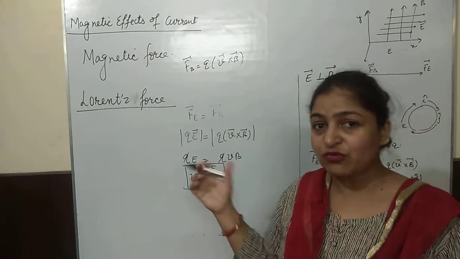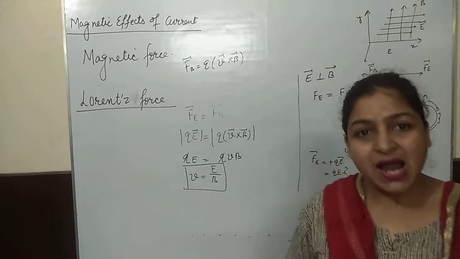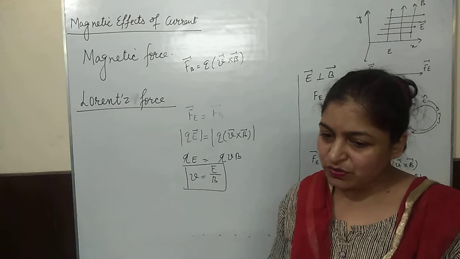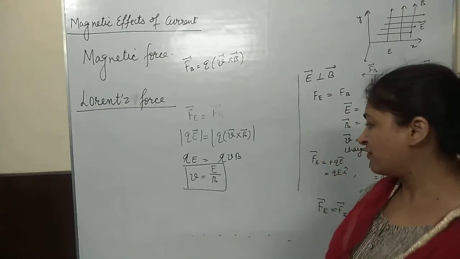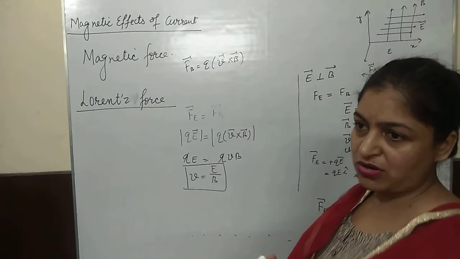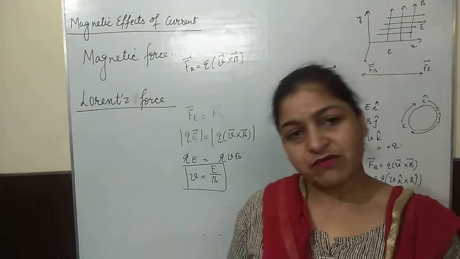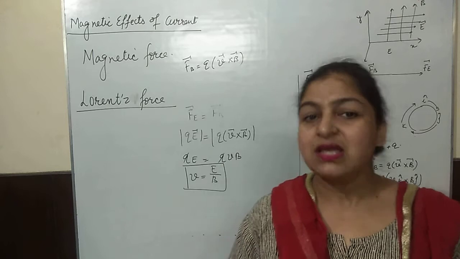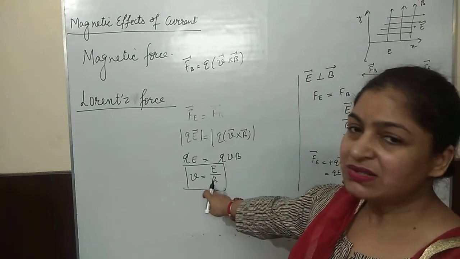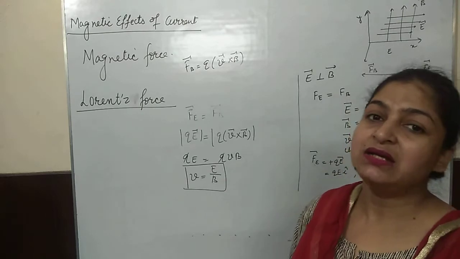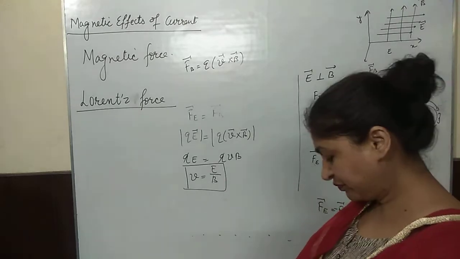If you want to make both of the forces equal and opposite, then the velocity would be this. So you may be asked this question for 1 mark: if a charged particle is entering the 2 crossed fields and it is going without any deviation, what would be the velocity of the charged particle? The velocity of the charged particle is the ratio of the electric field and magnetic field.